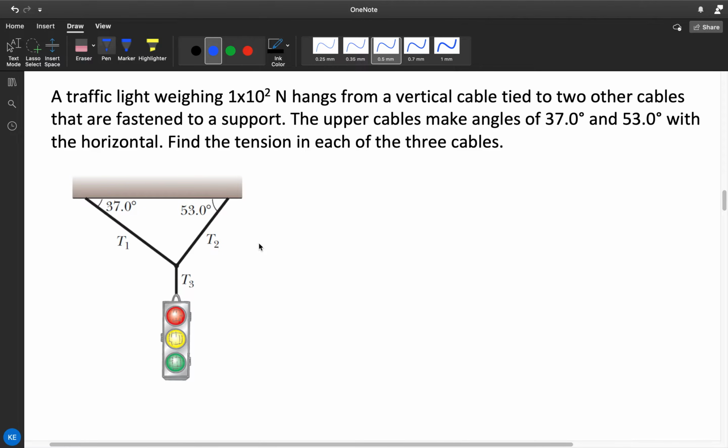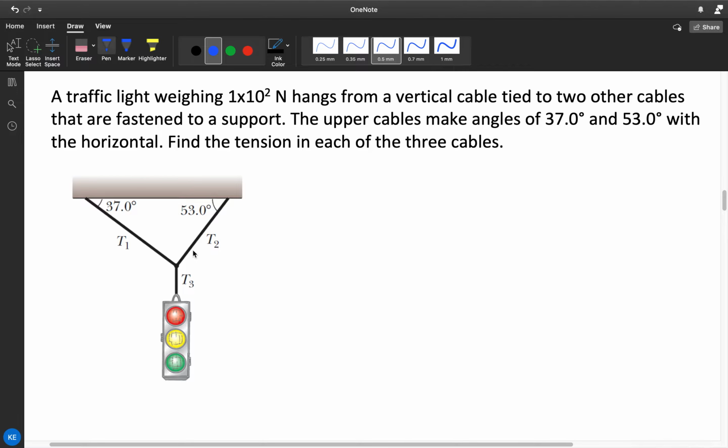We have an additional example on Newton's laws. A traffic light weighing 100 newtons hangs from a vertical cable tied to two other cables that are fastened to a support. The upper cables make angles of 37 degrees and 50 degrees with the horizontal. Find the tension in each of the three cables. So basically, we label the three cables as T1, T2, and T3.